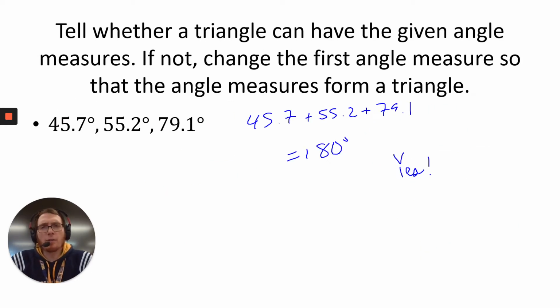For the first piece about triangles, we're going to look at the angles of a triangle always adding to 180 degrees. For these questions, we just add the three angles up. If we take 45.7, 55.2, and 79.1 and add them together, we get 180, which means this is a triangle because the three angles add to exactly 180. We don't have to change anything because it already adds to 180.